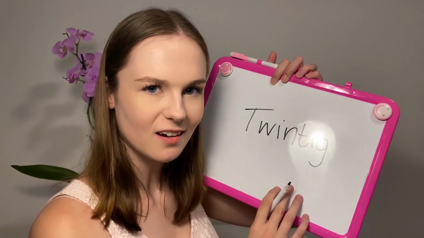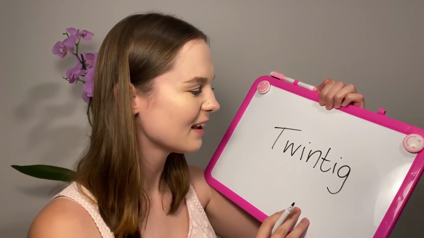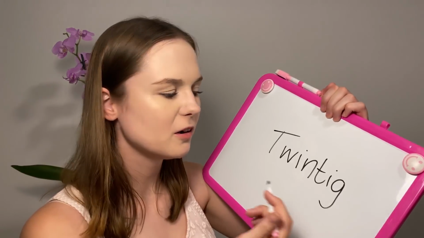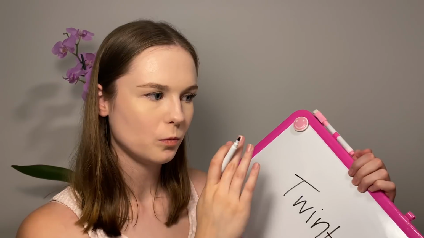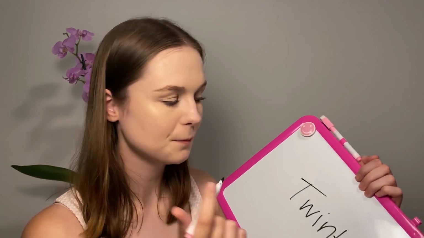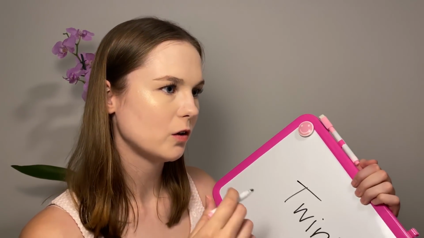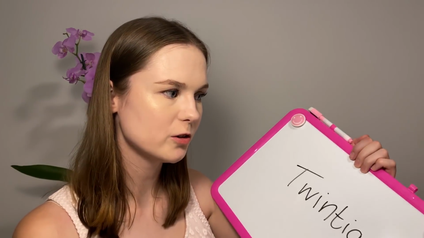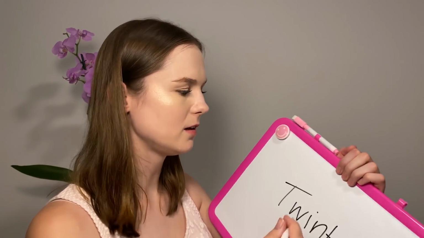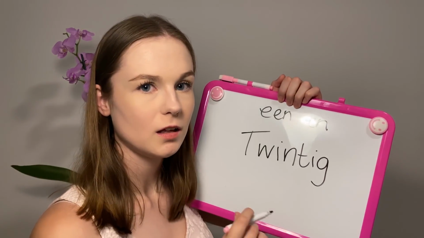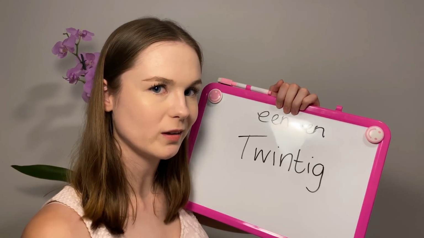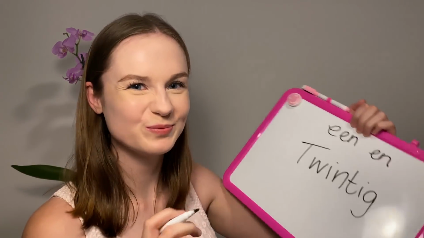And then last one is 20. So from here on out, you can start counting using the digits 1 to 9. Instead of saying 21 like in English, you say 1 and 20. So in 20, 21, 22, 23, so on.